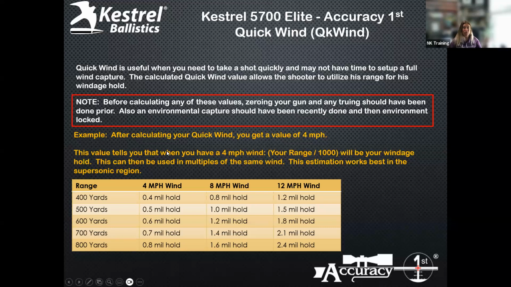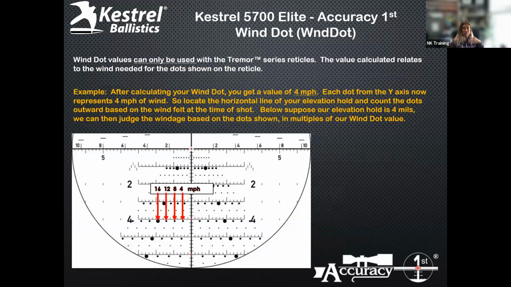Now, going through, there's Quick Wind, which is engaging shots really quickly where you don't have time to set up a full wind capture. We did touch on that a little bit earlier. You have to calculate in wind values, right? And this will give you information about that. The second line down is your wind dots. Anybody that has a Tremor reticle, whether it's one of the old series Tremors or the new Tremors, if you have a Tremor reticle and you have all these little dots in here, these are your wind dots. You can use the Kestrel to now calculate what the value of your wind dot is. In this example, this is a 4 mile per hour wind dot.